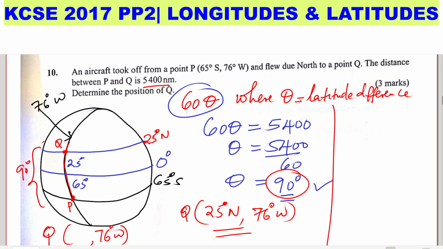Alternatively, you could have done this. After getting the latitude difference is 90, you just take 90 degrees, then subtract the latitude of P, which is 65 degrees, and that will still give you 25 degrees. But you need to be very careful. This sketch will help you to know it is to the north of the equator. So that is how you are supposed to solve that question.